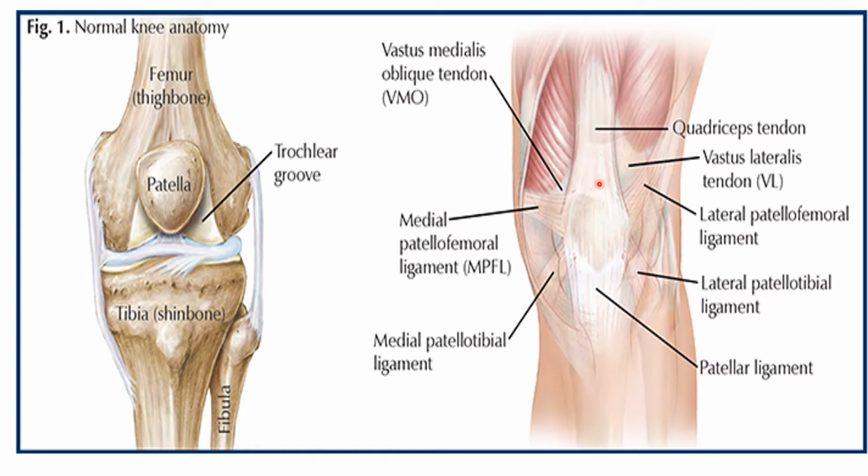Superiorly, we can see the attachment of the quadriceps tendon, and to the medial border we can see the attachment of the medial patellofemoral ligament and medial patellotibial ligament, and to the lateral border there is an attachment of the lateral patellofemoral ligament and lateral patellotibial ligament. And the lower part of the apex gives attachment to the patellar ligament. So these are the attachments.